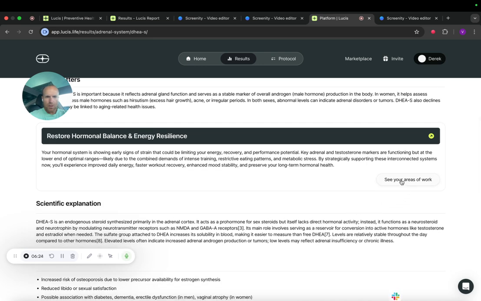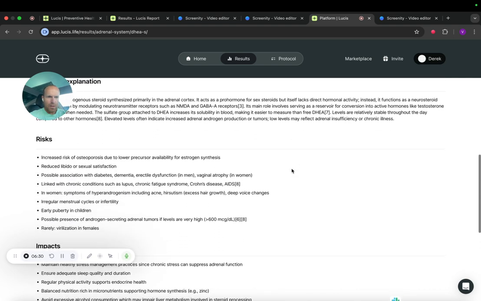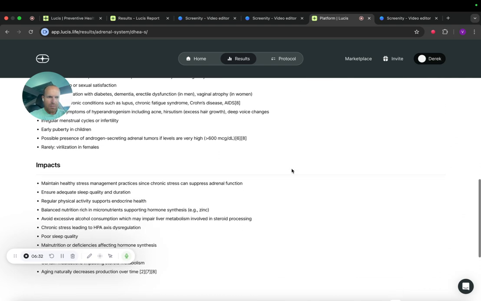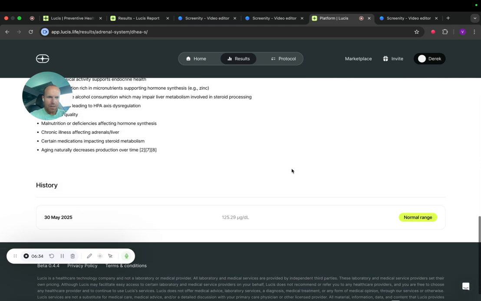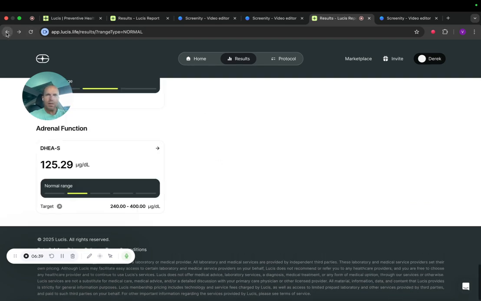And then you can go in to see areas of work. We'll click onto that a bit later because we'll go into it a different way around. And you start to see what are the risks and the impacts of each of these. And again, the history there. So let's just go back.